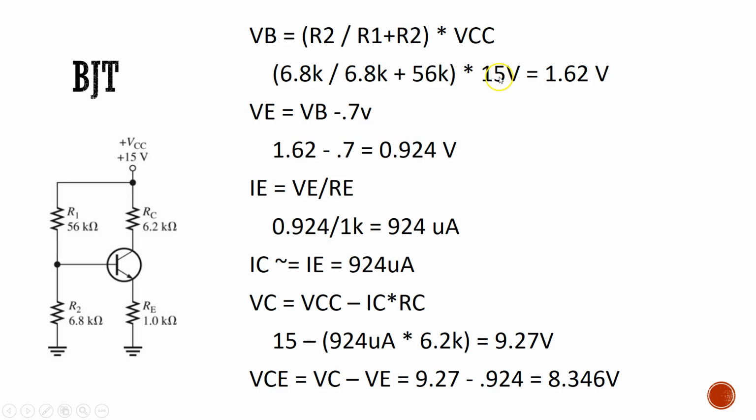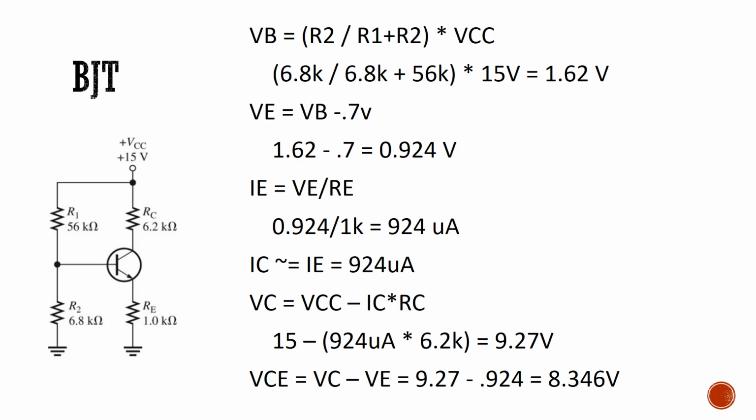And then we multiply that times the 15 volts. So this gives us a ratio of this input voltage for the divider. And that gives us 1.62 volts. Minus 0.7 for 0.924 volts or 924 millivolts.